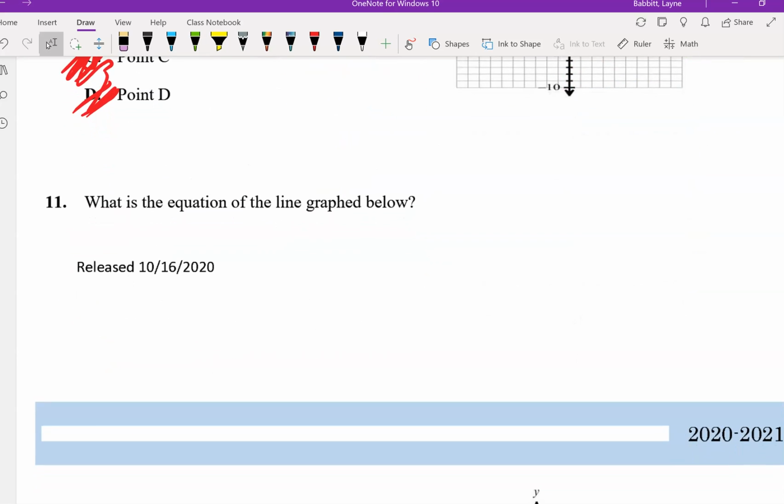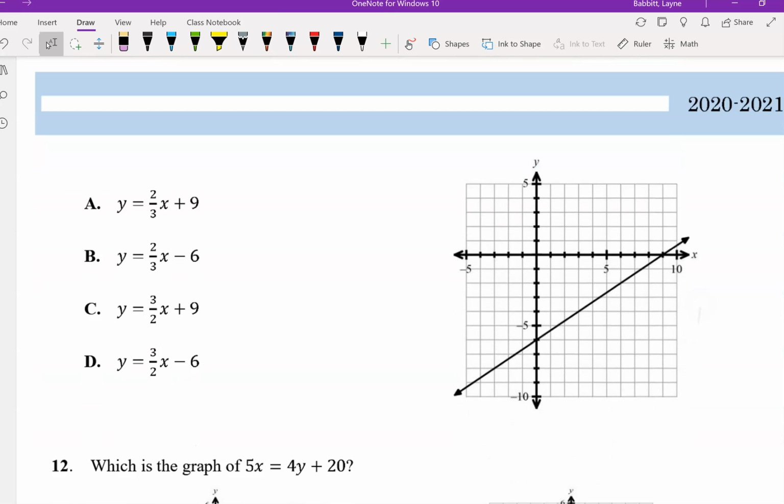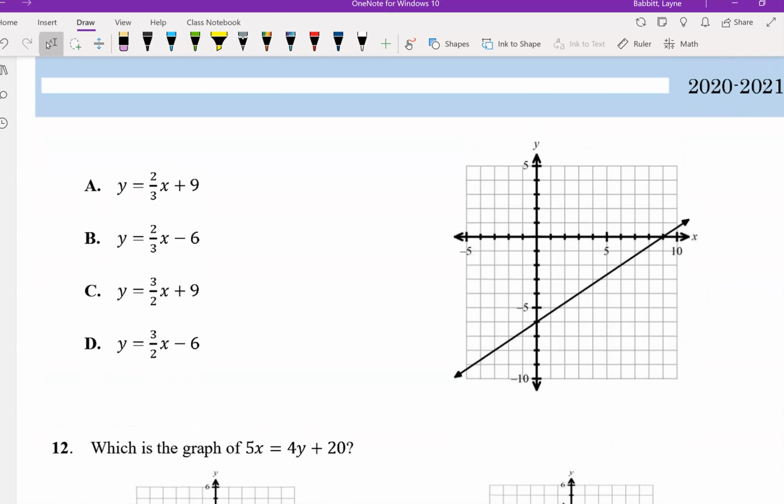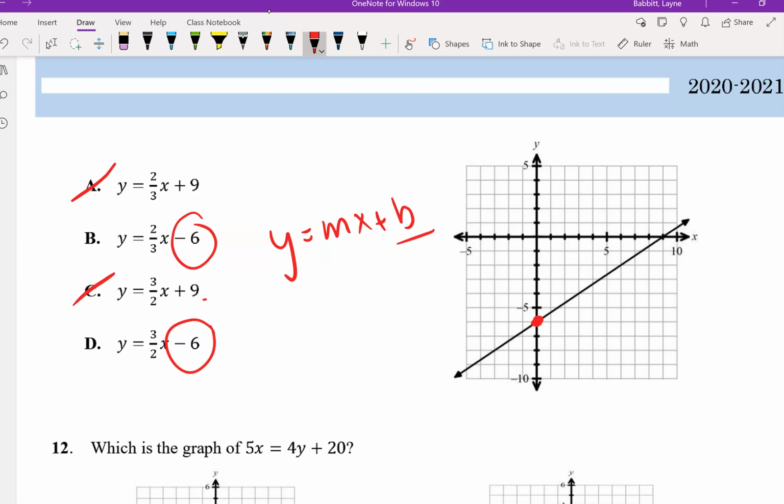Alright, number 11. What is the equation of the line graphed below? Alright, so again, process of elimination. I noticed that the y-intercept is -6. This has a y-intercept of -6, a b value. Remember, y equals mx plus b, where b is the y-intercept. And this also has a y-intercept of -6. The other two say that the y-intercept is 9, which is false.